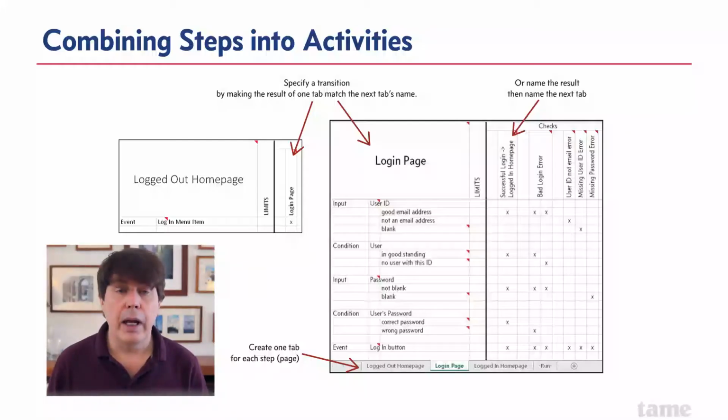To model this in TAME, I just create one tab for each of the different pages or states. Now the logged out home page is simple. It's just the event of clicking the login link. In TAME, when I make a result that matches the name of another tab or page, that indicates a transition to that new page. Likewise, a successful login, the event of clicking the button with the good inputs, that'll take me to the logged in homepage. Then, clicking the log out link, that'll take me back to the logged out homepage.